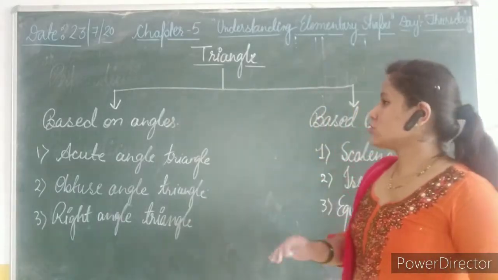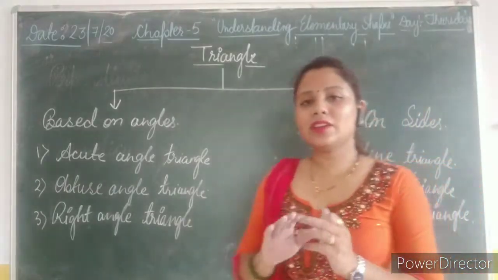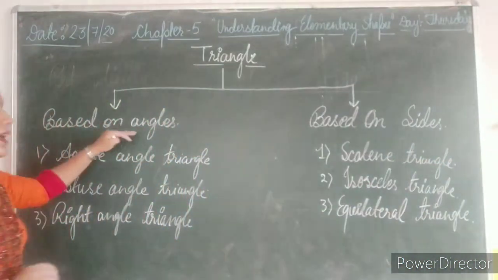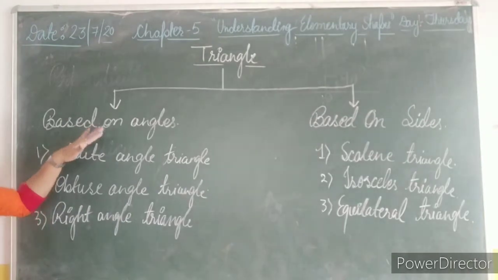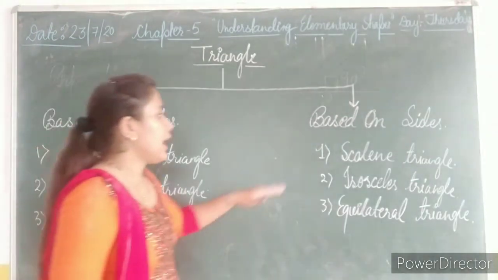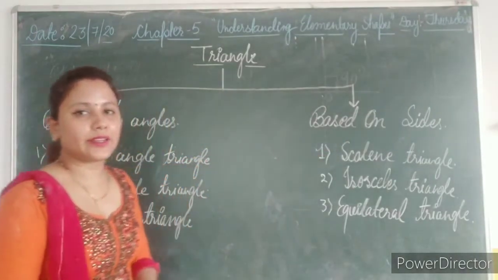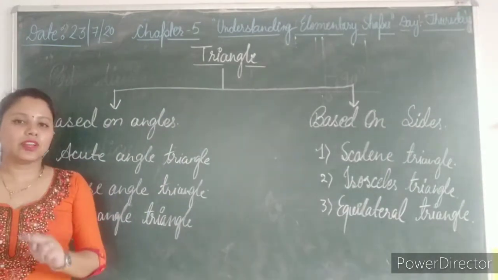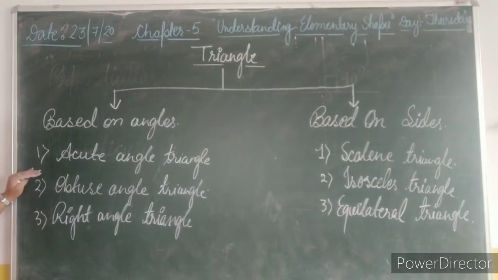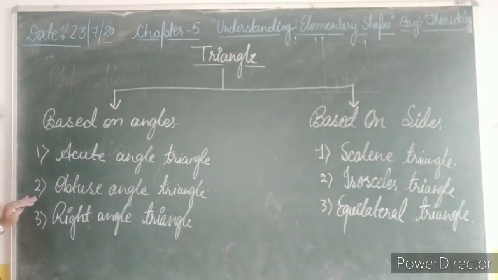So students, our next topic is triangle. Okay, so we will divide triangles according to the angles and sides. So triangles are divided into two parts. The first one is on the basis of angles and another one on the basis of sides. Okay, so on the basis of angles we will divide triangles into three parts. The first one is acute angle, second one is obtuse angle, and third one is the right angle triangle.